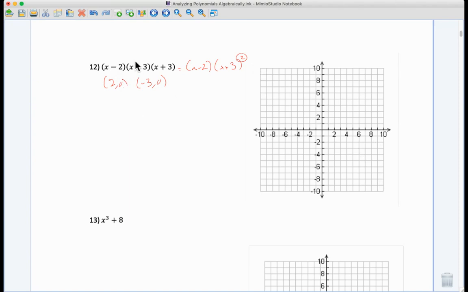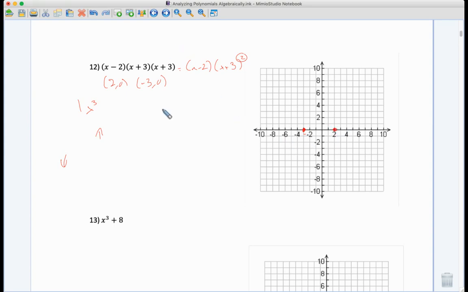Now, using what we know about end behavior as well, if I multiply all these out, eventually I would end up with x to the third power as my leading term with a leading coefficient of 1. So positive leading coefficient, odd degree, I know my function should look something like this with a middle portion moving around. So using what I know about my function, I would expect there to be an x-intercept at (-3, 0), and I also expect there to be one at (2, 0).